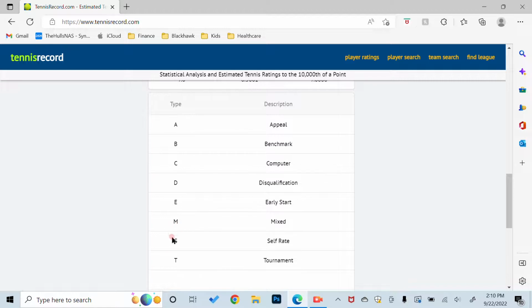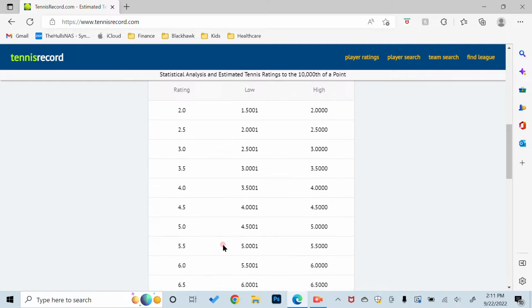But if you see an S next to their name, they will have an X next to their name for the entire first year. After they have played 3 matches against computer-rated players, the next year they play, they will have a C next to their name and they will be computer-rated. And then T is for people that play tournaments.